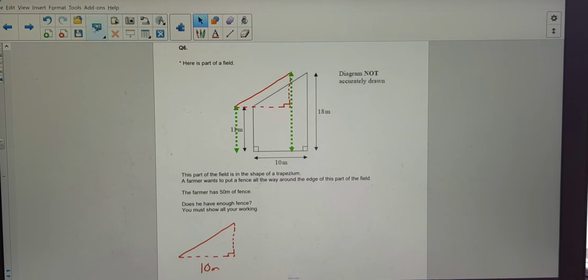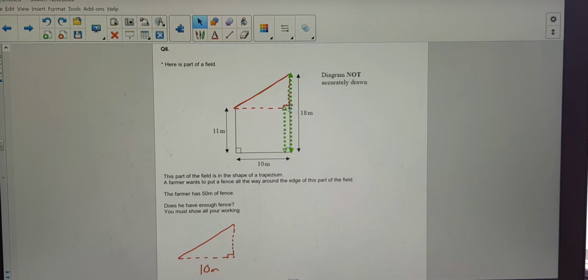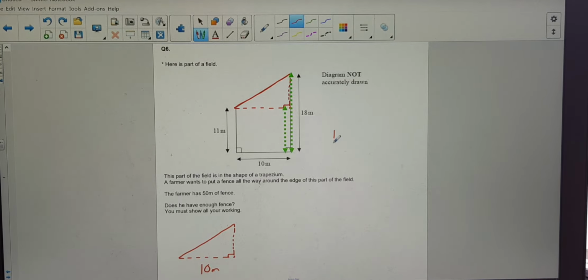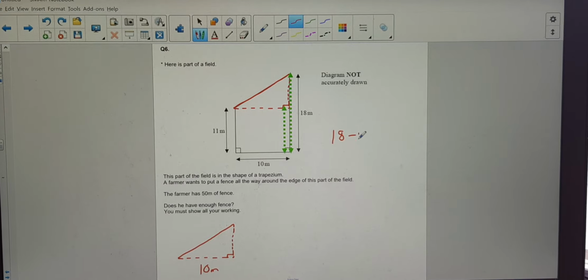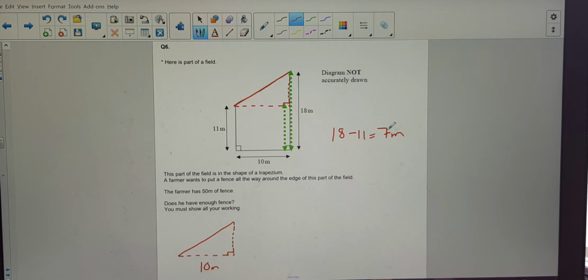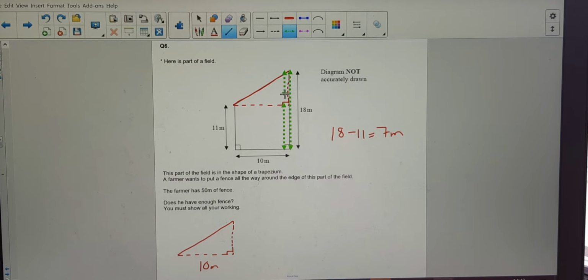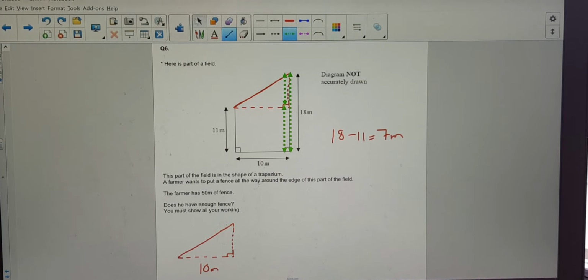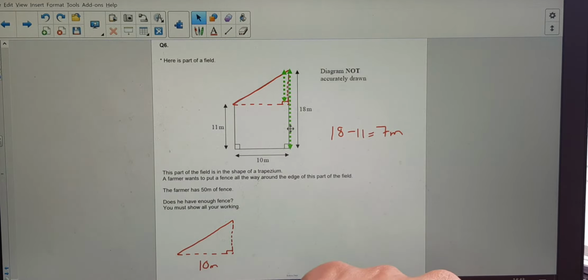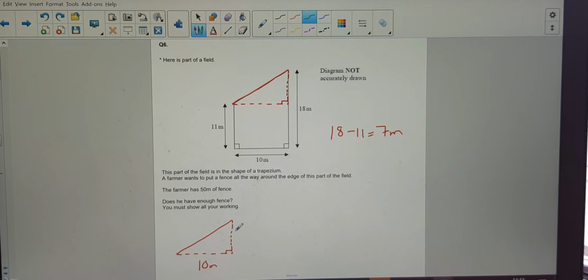Therefore, if I compare, I've got 18 minus 11, it's going to leave me with this length up here. So I've got 18 minus 11. Let's just write that over here. That means that that length there is therefore 7 meters. This length here is 7 meters. Okay? Label that on our diagram.